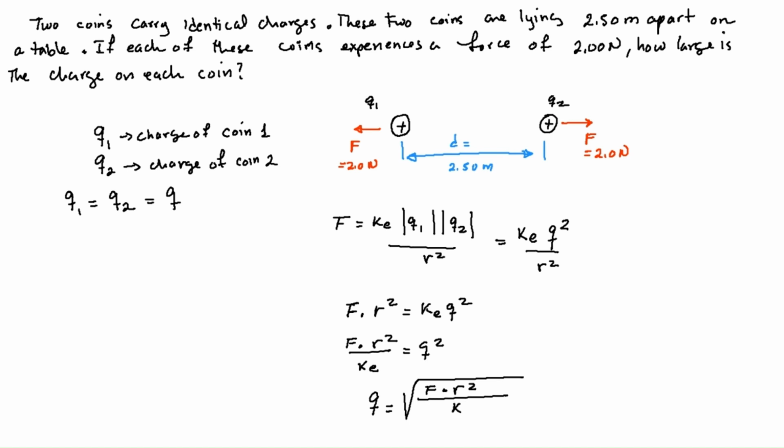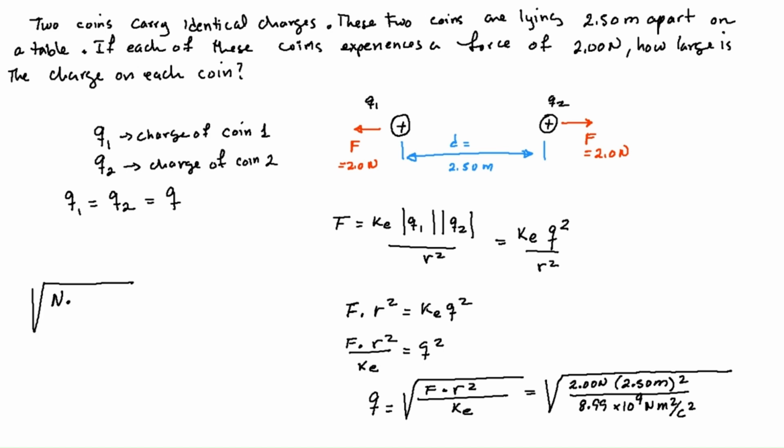So the charge Q will be, what is the force? The force we know is 2.00 newtons, times the distance we know is 2.50 meters squared, over K sub E, which we know is 8.99 times 10 to the 9 newtons meter squared over Coulomb squared. So the newtons are going to cancel out, the meters squared are going to cancel out, so we're going to get the square root of Coulomb squared, which is going to be Coulomb, right? So you want to make the analysis of the units. You have newtons times 2.50 meters squared, which gives you meters squared. Below you have newtons meter squared over Coulomb squared.